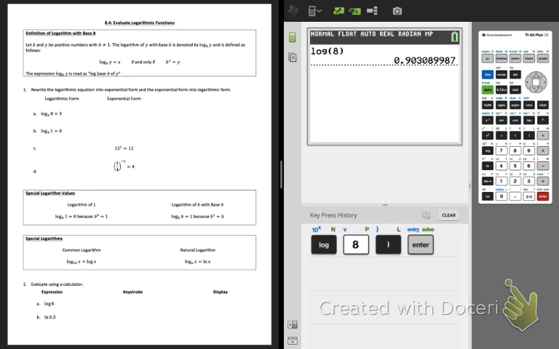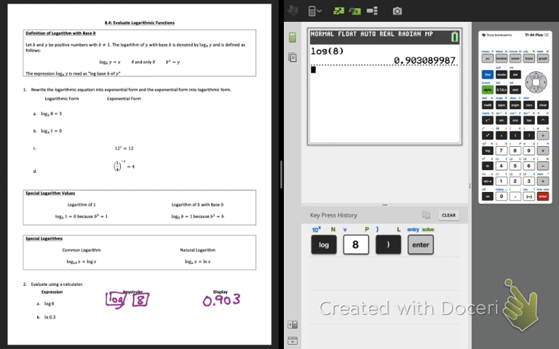So in this case, all you have to do to find log 8, you hit the log button, type in the 8, and it'll spit out your answer, which in this case is 0.903, so on and so forth. So, if you're finding just a regular log, all you gotta do is hit the button, type in the number you're finding log of, boom, you'll get yourself your answer.